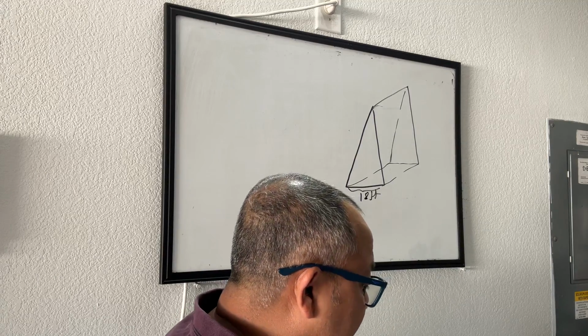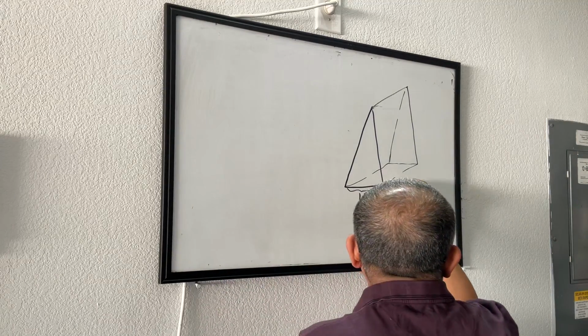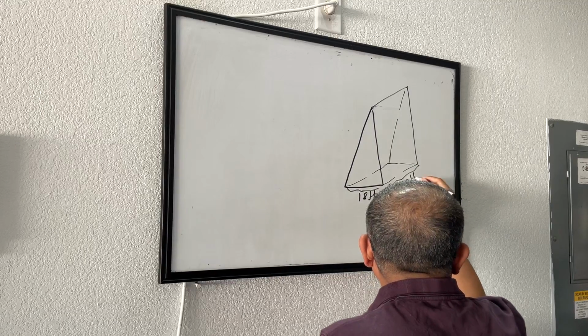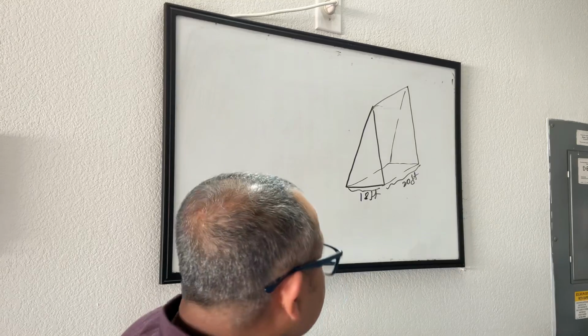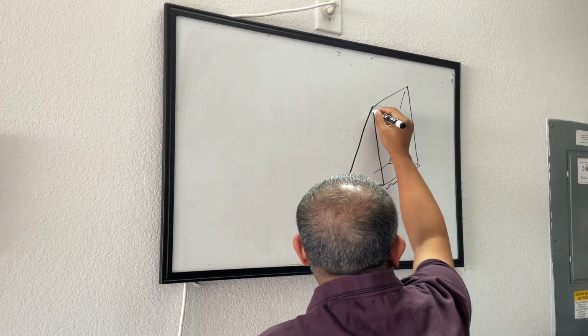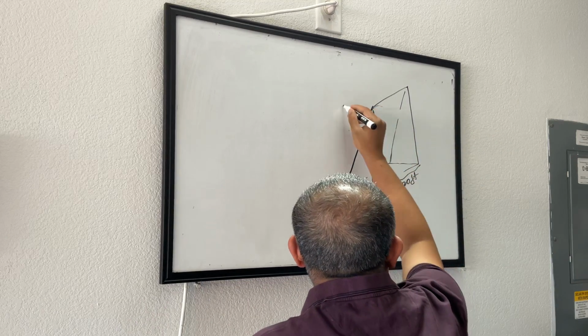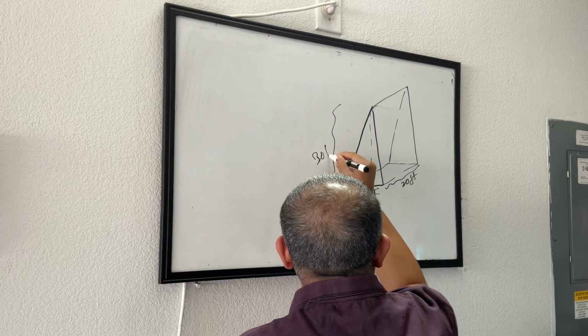The internal length is 20 feet. So this is internal length, 20 feet. And the internal height is 30 feet. So height meaning here to here. This height is 30 feet.